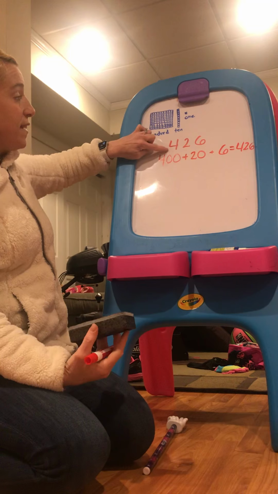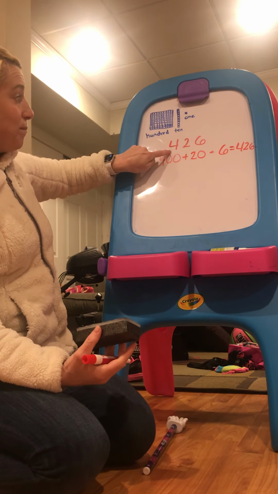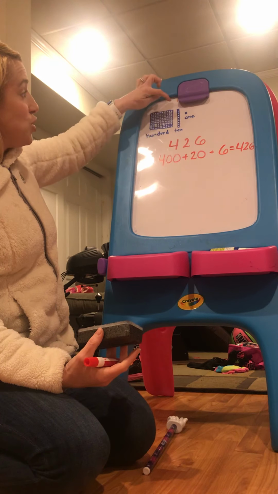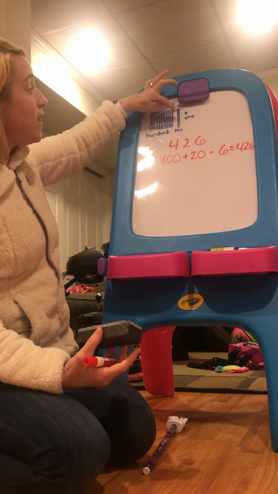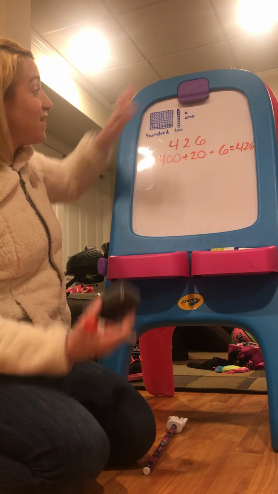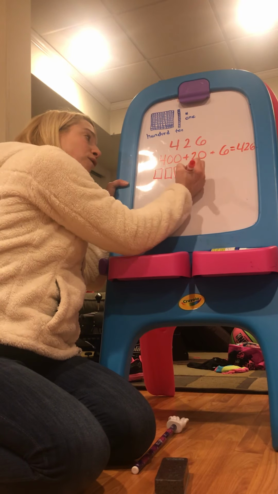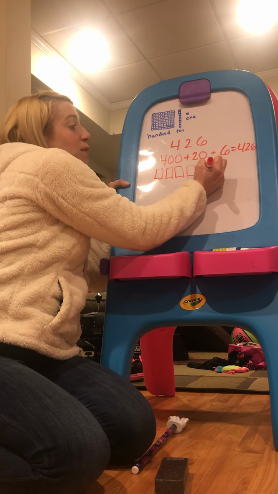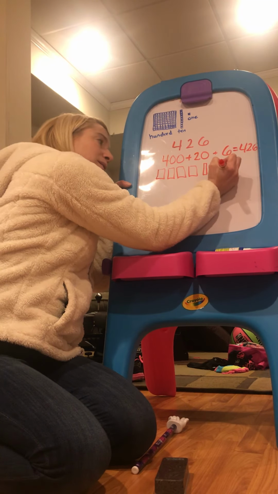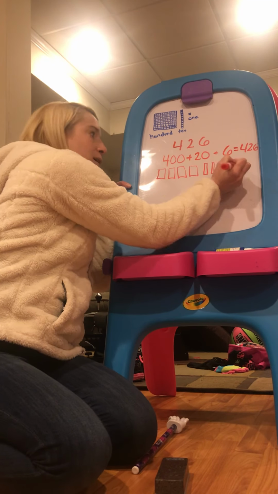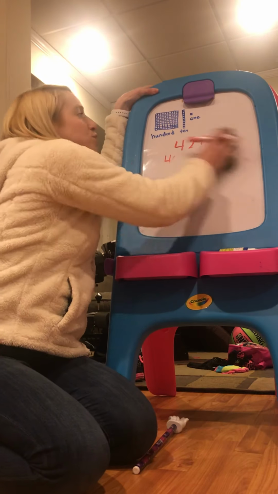So remember, this 4 means that there's 400 in there. The 2 means there's 20. So we'd have 4 of these, we'd have 2 of these, and we'd have 6 of these. If I were to draw that out, 4 hundreds, 2 of those tens boxes, and 6 ones. All right, 426. Let's do another example.